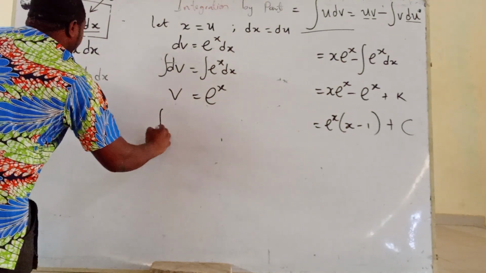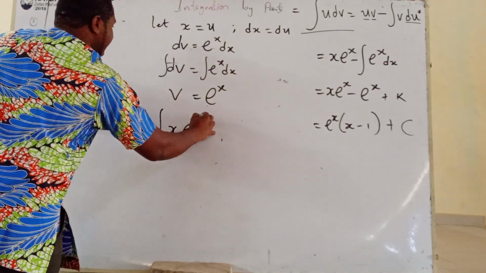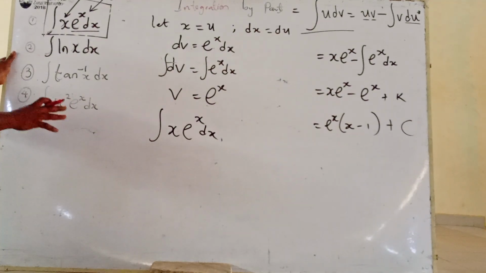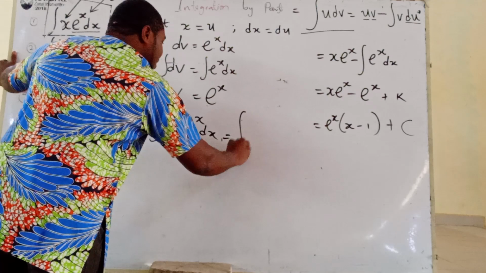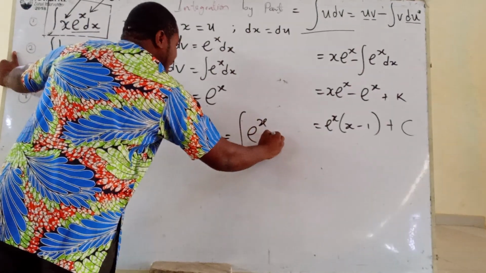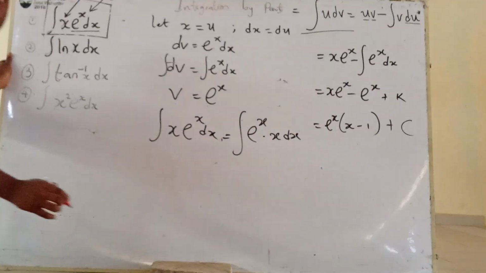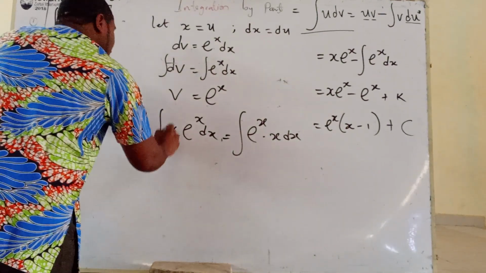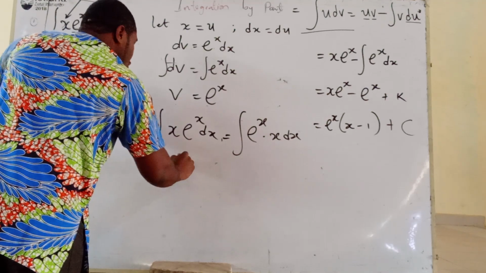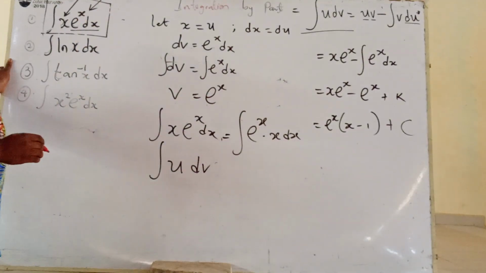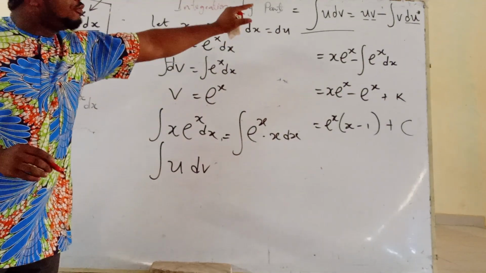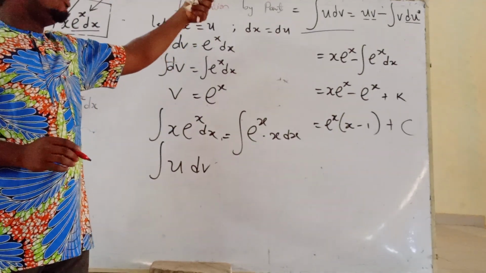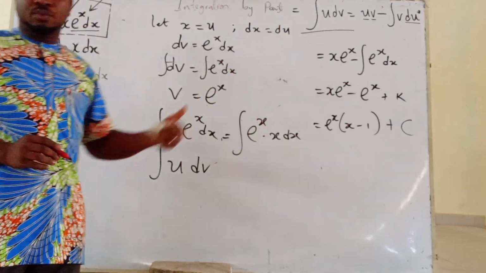For instance, this integral is given in the form x e^x dx. Is this not a product? Good. This is the same thing as e^x multiplied by x dx. Now what we are saying is that you are supposed to compare this with u dv. Are we together? Because the formula that we have says that the integral of u dv is equal to uv minus the integral of v du.